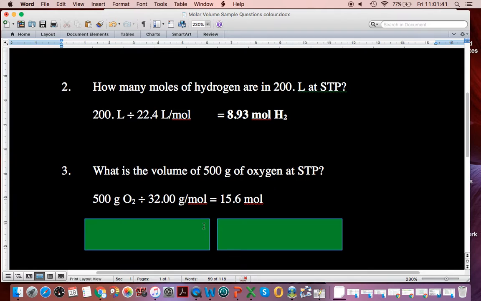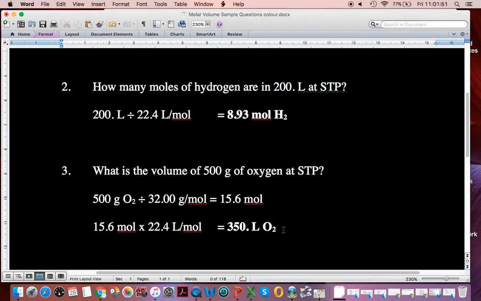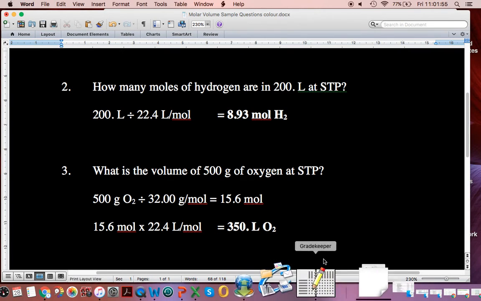When I'm leaving Moleville, I'm multiplying. It says STP, so I'm going to be using that 22.4 liters per mole. So multiply those numbers together, and I get 350 point something liters of O2.